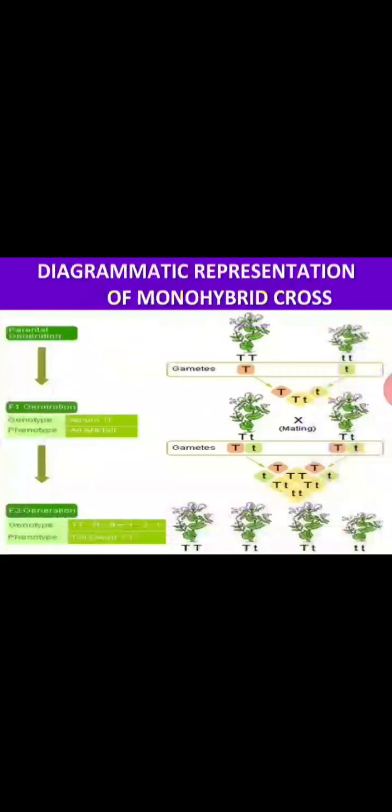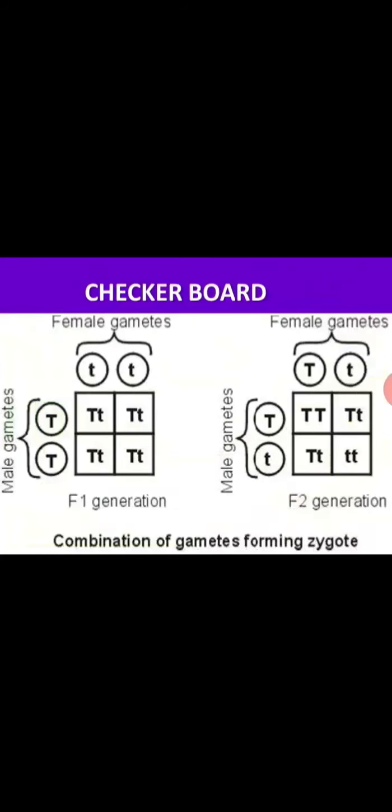This is the diagrammatic representation of a monohybrid cross. The tall plant is crossed with a dwarf plant. They are all pure homozygous plants. It produces heterozygous tall plants. When the F1 hybrids are crossed, it results in 3 tall plants and 1 dwarf plant. It has a phenotypic ratio of 3:1, while the genotypic ratio is 1:2:1. This is the checkerboard method of calculating generations.